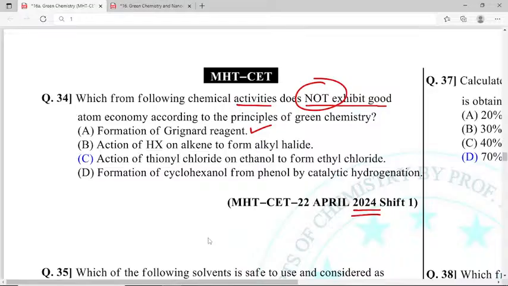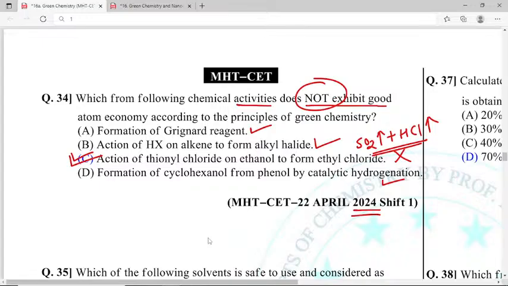Action of HX on alkene to form the alkyl halide: so it is again correct. Action of thionyl chloride on ethanol to form ethyl chloride: this is not a good atom economy because SO2 and HCl are formed as byproducts. If you use thionyl chloride on ethanol, SO2 and HCl are the byproducts, so this does not exhibit good atom economy. Formation of cyclohexanol from phenol by catalytic hydrogenation: yes, it is good atom economy.